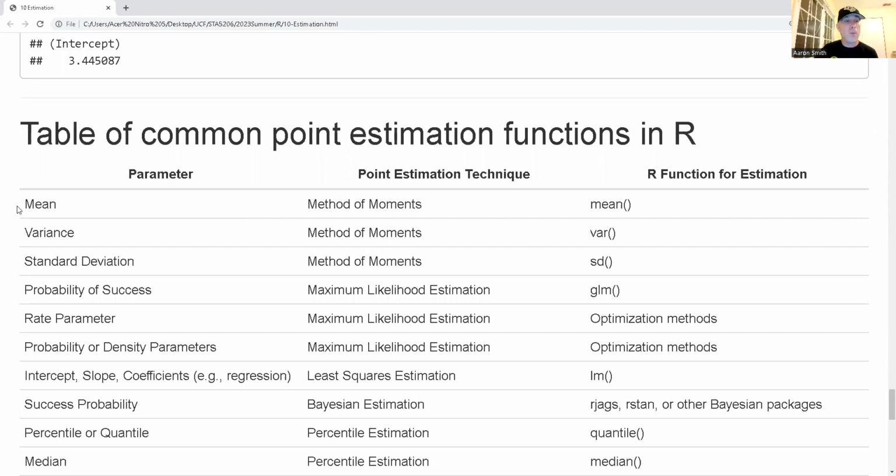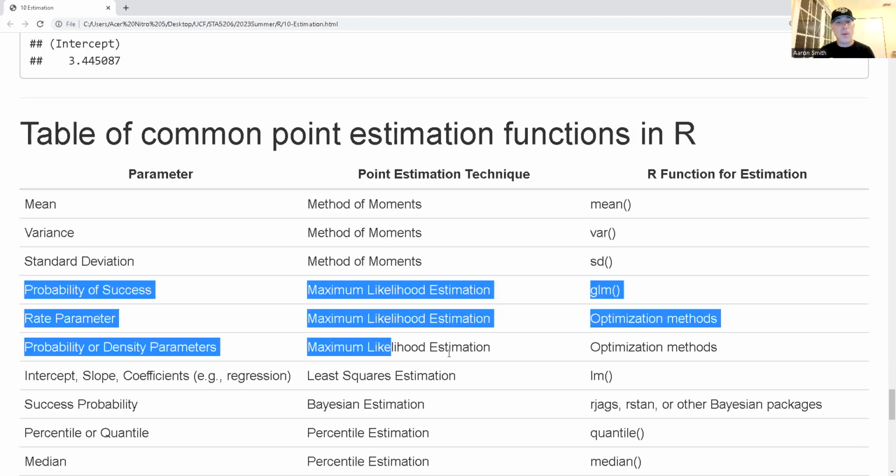All right, so here the parameter I want to know is the mean. For method of moments, I'll use the mean function. Boom. For variance, the method of moments technique is the variance function. For standard deviation, method of moments will be the square root of the variance function, or the standard deviation function.